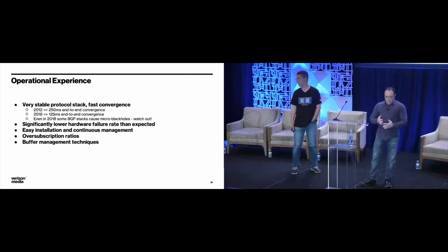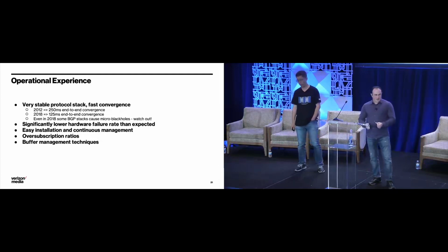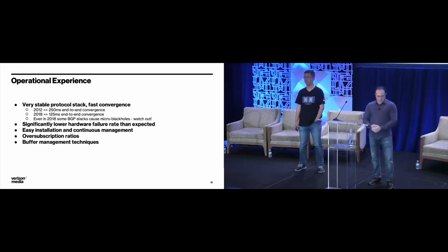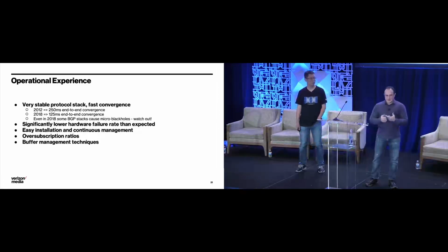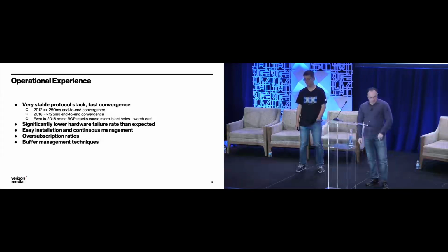Something else, even in 2018, there are still BGP stacks out there that will cause a micro black hole. It is a sad state of affairs. What we mean by that is that an edge RIB update comes in, BGP processes it, and then sends out an edge RIB out before it actually installs it and confirms that it's installed into the FIB, which essentially means, hi, come through me, and when I get the packet, well, I have no idea what to do with it, throw it away. It is really sad that that's still the case in 2018.